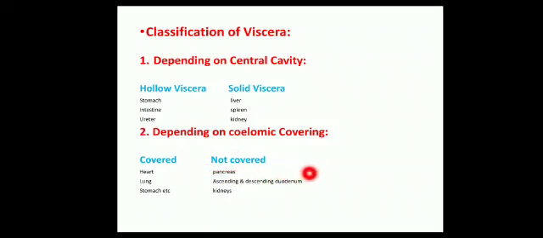But not all the organs in the abdomen are covered with peritoneum. Some of the organs are not covered with peritoneum, and they are known as retroperitoneal organs. For example, the pancreas, ascending and descending duodenum, ascending and descending colon, and kidneys.